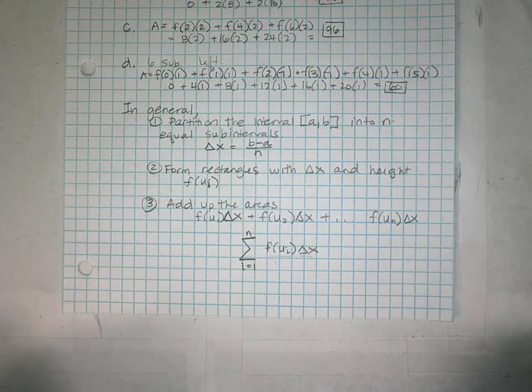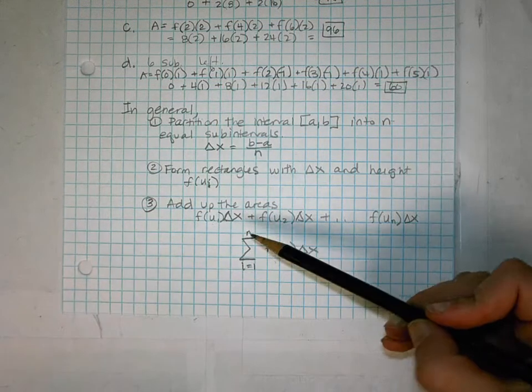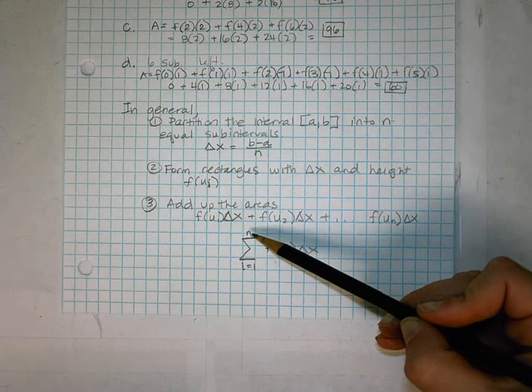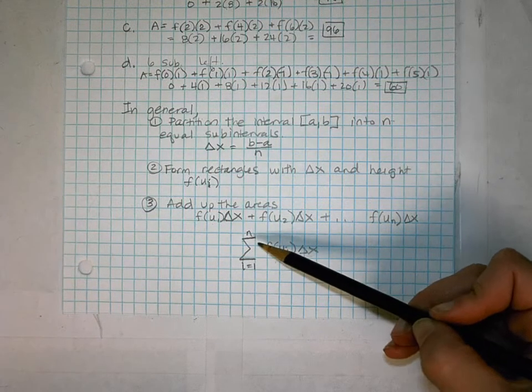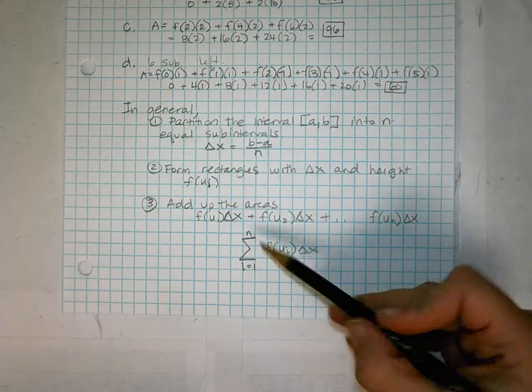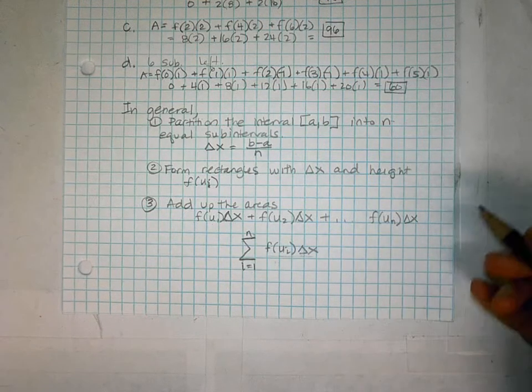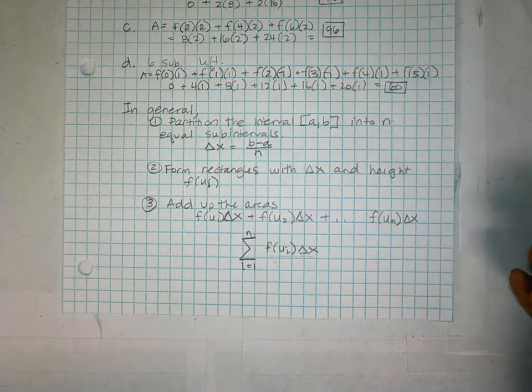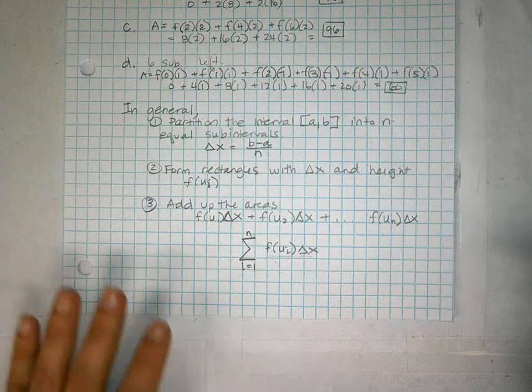Now, can you imagine that if the intervals increase? n is talking about how many intervals. If the subintervals increase to 10, 100, 1000, n is getting infinitely larger, and our approximation is ultimately going to be the actual area underneath the curve.